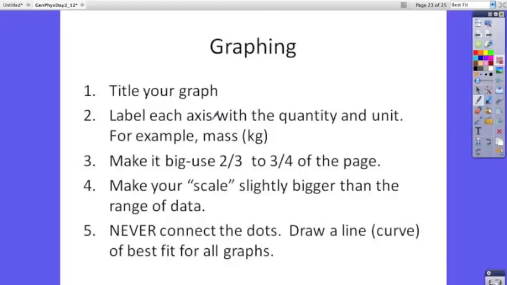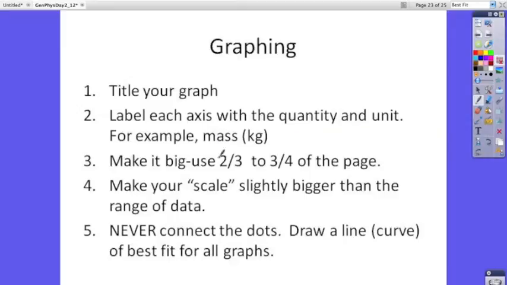Your axes need to be labeled with both the quantity, what you're measuring, and what the unit is. For example, if one of my axes was a mass, I would say it's mass, and then I would put parentheses, kilograms, that's the unit that I'm using for mass. Or if for some weird reason I was using grams, I would say grams, but we usually use kilograms.